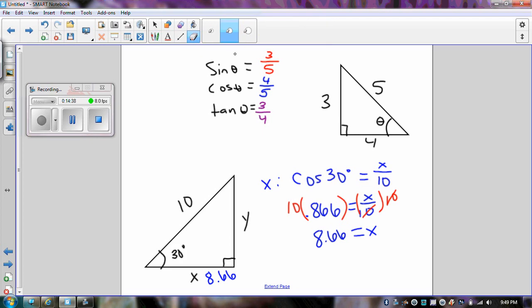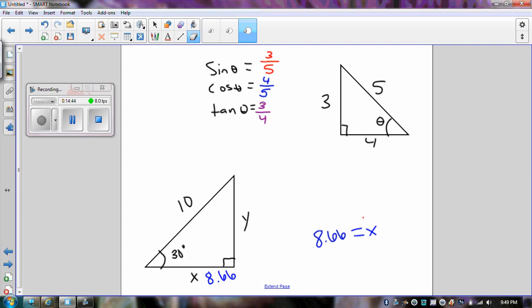Now what we're going to do, and I'm going to erase this information right here, is the exact same process, but we're going to solve now for the y side. I'm going to move that up. Okay, so now I'm going to solve the exact same way, but for the y side.